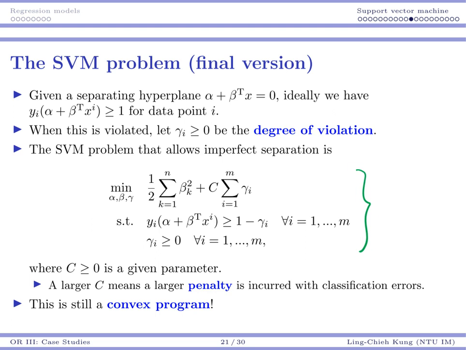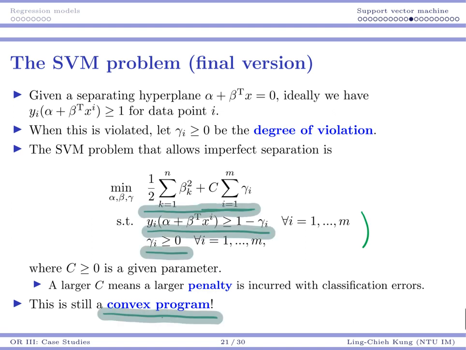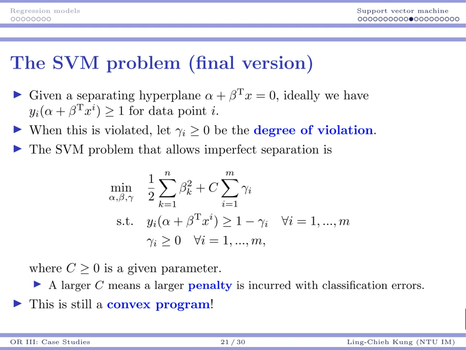So again, this is a convex program, right? Adding gamma here does not change the fact that all the constraints here are linear. So you have linear constraints. Also, this is a linear term, so your objective function is still convex. So this is still a convex program. You are allowed to ask someone to solve it. This is a reasonable formulation.